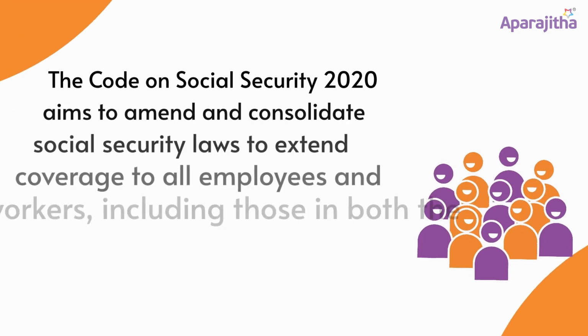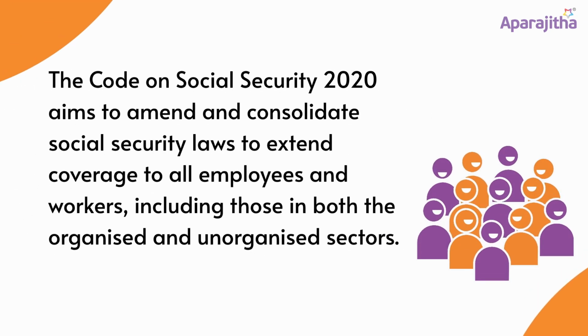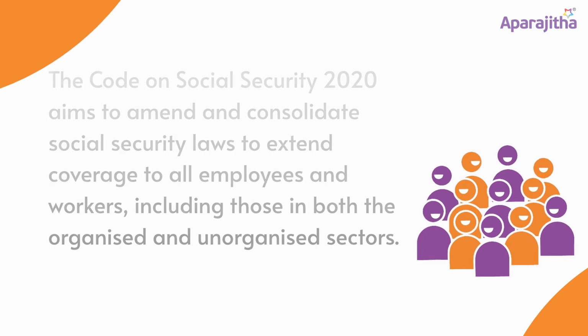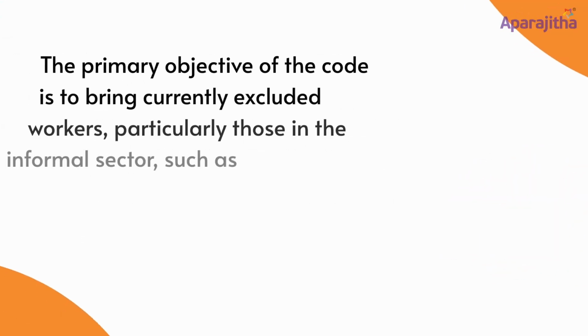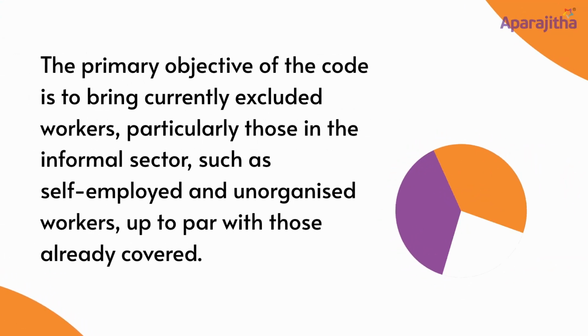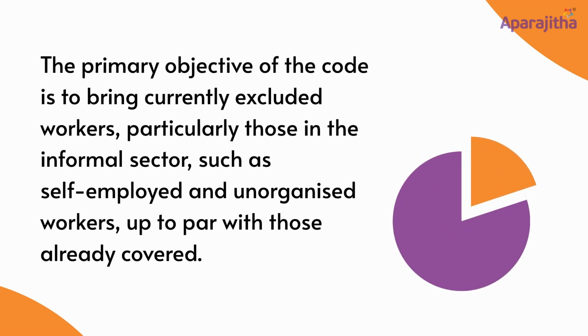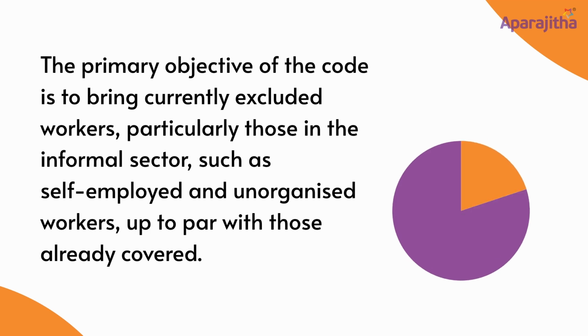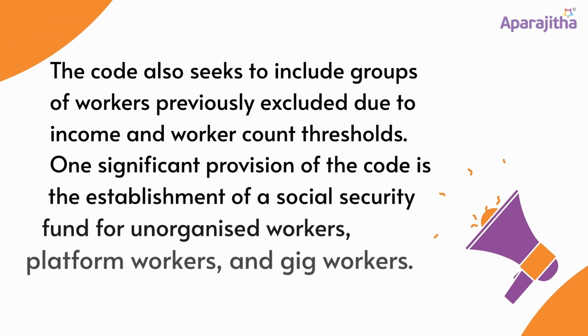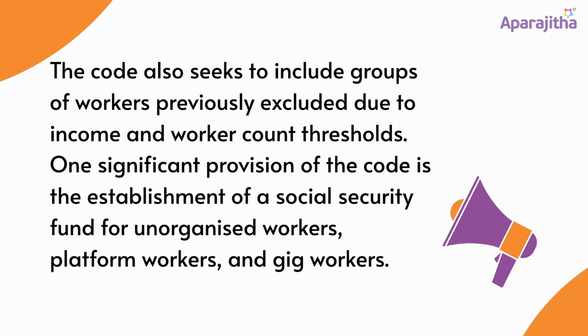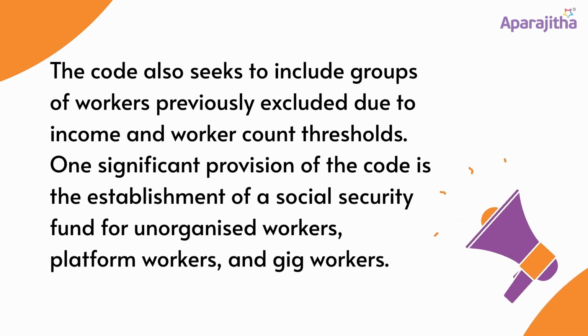Code on Social Security, 2020. The Code on Social Security 2020 aims to amend and consolidate Social Security laws to extend coverage to all employees and workers, including those in both the organized and unorganized sectors. The primary objective of the Code is to bring currently excluded workers, particularly those in the informal sector, such as self-employed and unorganized workers, up to par with those already covered. The Code also seeks to include groups of workers previously excluded due to income and worker count thresholds.